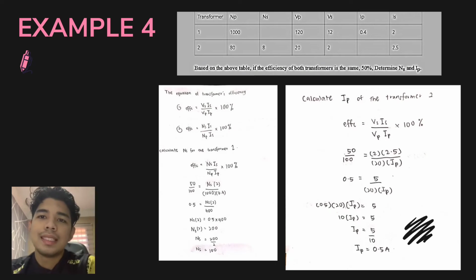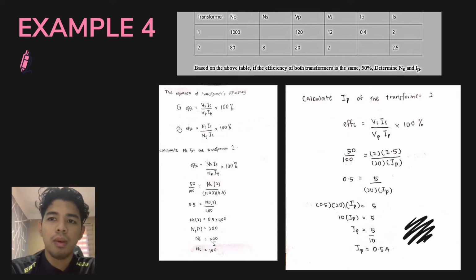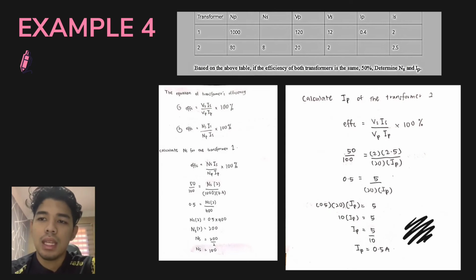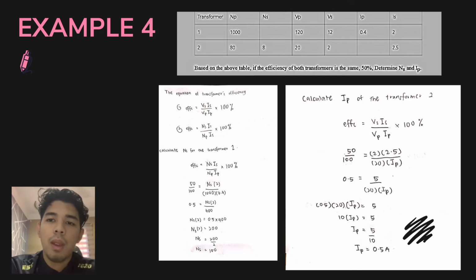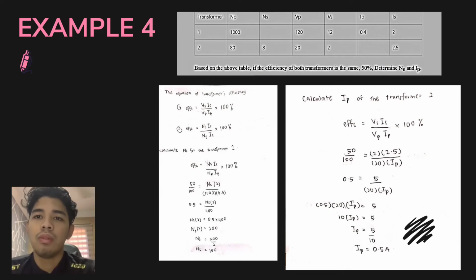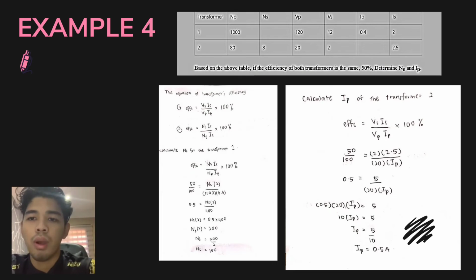Okay, for example question 4, based on the above table, if the efficiency of both transformers is the same, 50%, determine the NS and IP. The equation to find efficiency is VS multiplied with IS over VP multiplied with IP, and the answer is multiplied with 100%. For the first transformer, the missing information is NS. So we insert all the information that we have. The last step is 200 divided by 2, and NS equals 100.